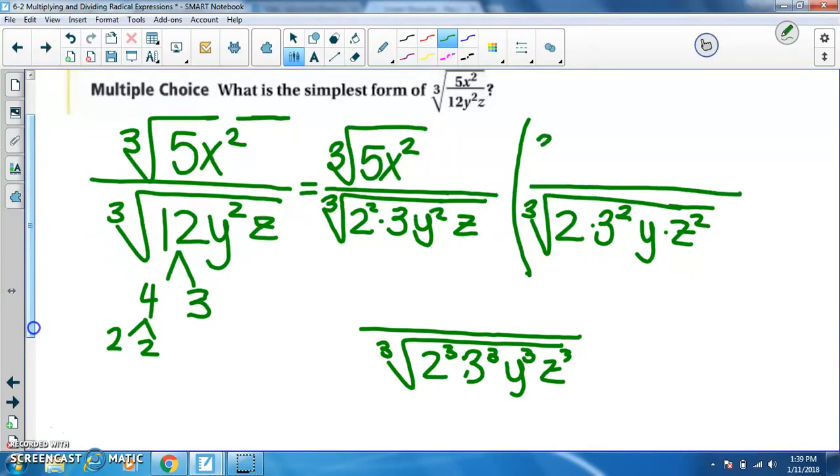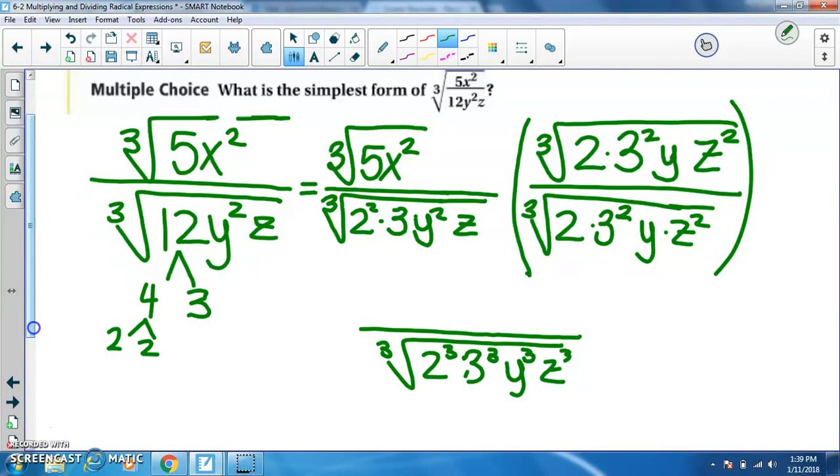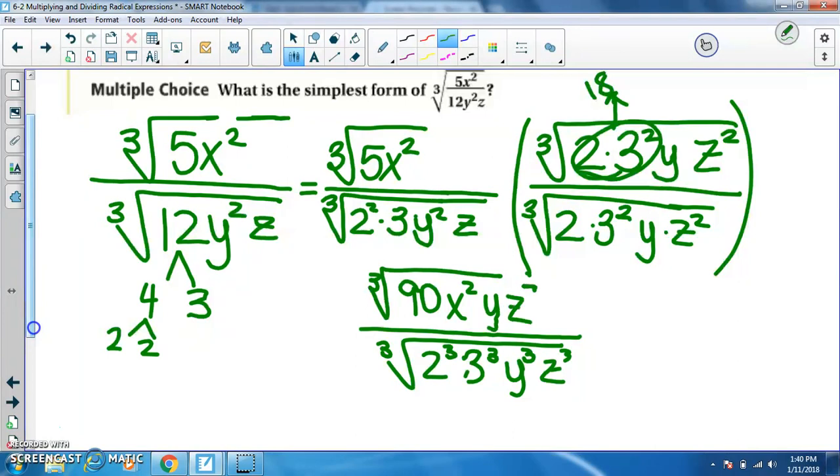And since I'm multiplying in the denominator, I need to multiply by the same exact thing in the numerator. So my numerator is going to be 3 squared is 9, 9 times 2. So this whole thing is equal to 18. So 18 times 5 is 90. There was no x, so x squared. There was no y, and z times z squared.